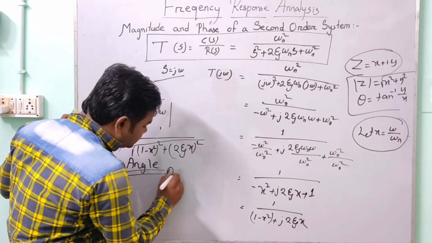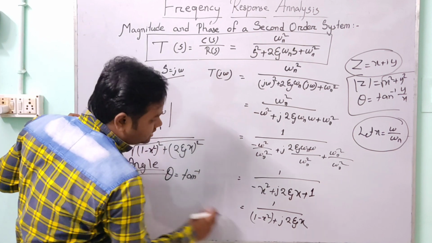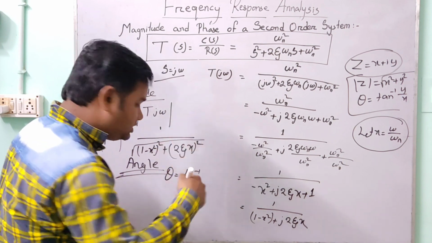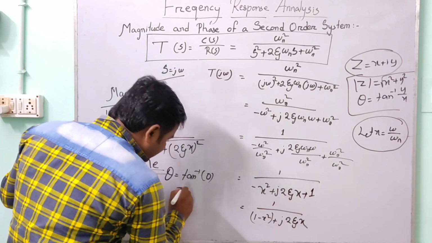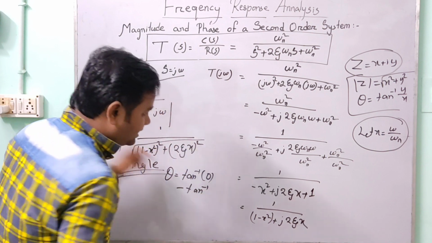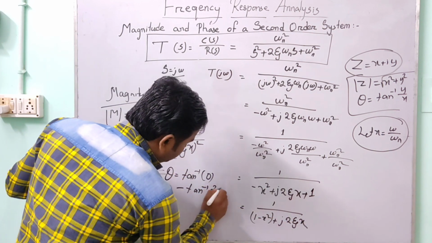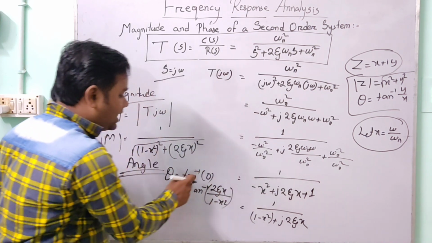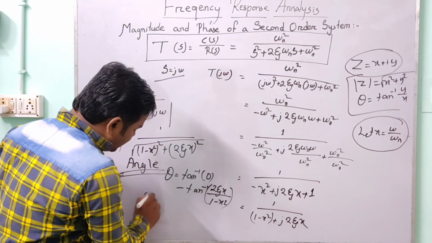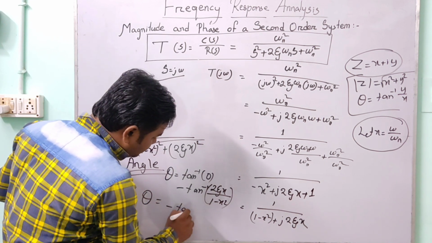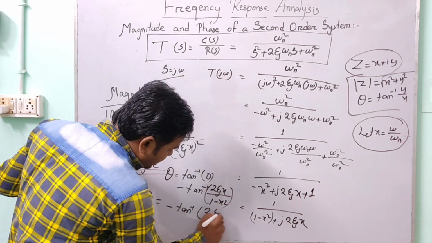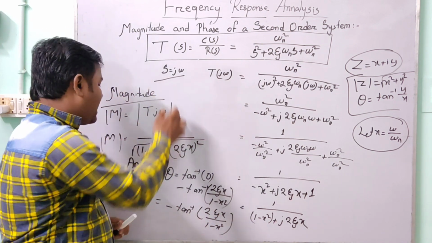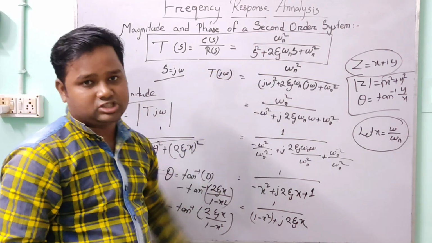So here the angle theta is equal to tan inverse of, in the numerator, the value is 1, so 1 is equal to 1 plus j into 0, which gives tan inverse 0 minus tan inverse of the imaginary part, 2 zeta x divided by 1 minus x square. Since tan inverse 0 is equal to 0, the theta value will be minus tan inverse of 2 zeta x divided by 1 minus x square. This is the magnitude and the phase angle for a second order system.